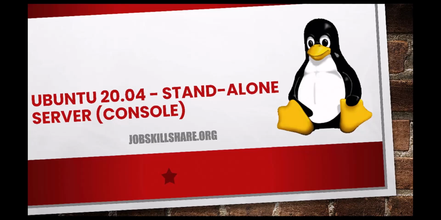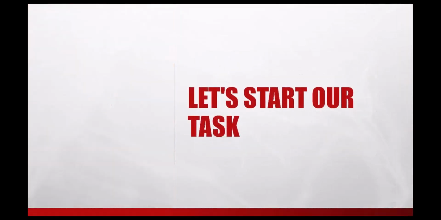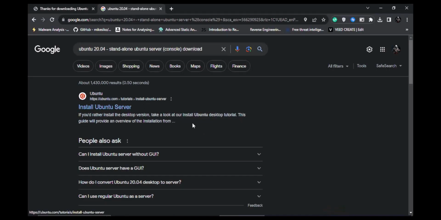In this video, we set up our Ubuntu 20.04 standalone server console. Minimum requirements: a 2 GHz dual core processor and 4 GB of RAM. Lastly, we need 25 GB of available disk space for storage. Configuration: in order to configure the server, we need to download the ISO file, then we will install it into the VirtualBox. Let's start our task.